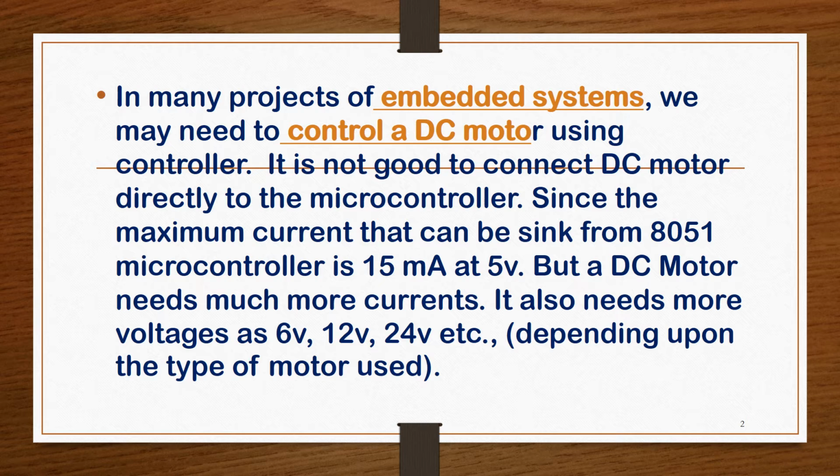In many embedded systems projects, we may need to control a DC motor using a microcontroller. It is not good to connect a DC motor directly to the microcontroller, since the maximum current that can be sunk from an 8051 microcontroller is 15 milliamperes at 5 volts. But DC motors generally need more current, approximately 25 milliamperes and above. It also needs higher voltages, with a variety of voltage ranges such as 6 volt, 12 volt, 24 volt, etc., depending upon the type of motor used.